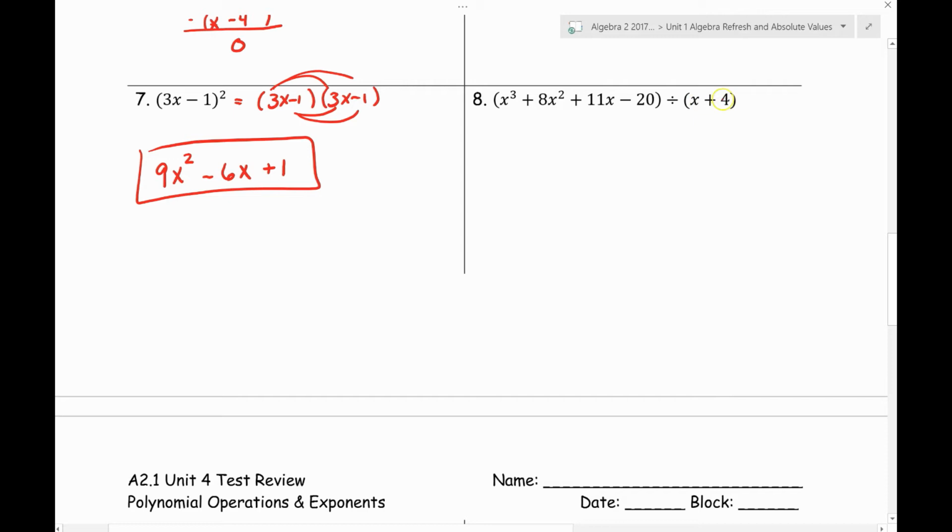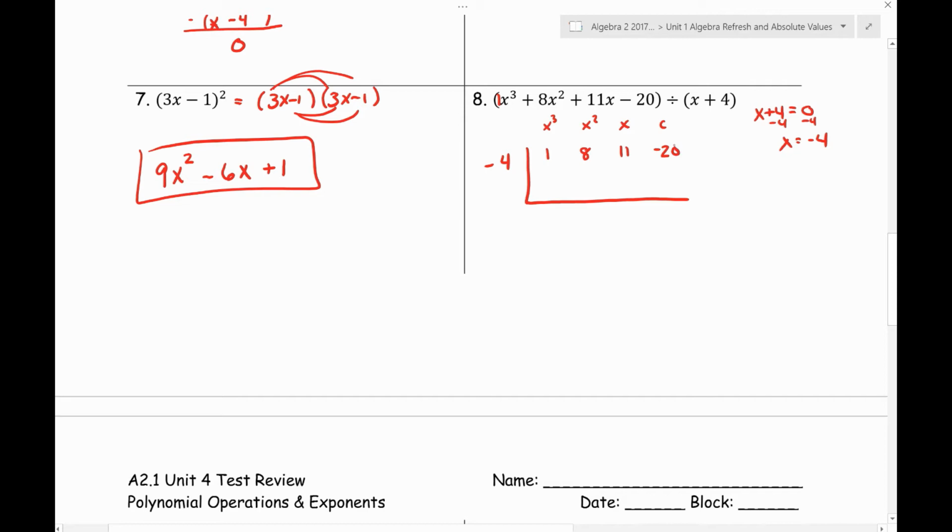And number 8, since we did long division before, I'll use synthetic division this time. Remember, we're going to take the divisor and set it equal to 0 and solve. So x plus 4 is equal to 0. Subtract 4, and I get x is equal to negative 4. So this will be part of my setup here. I'm going to take the coefficients in front of all the terms. I've got an x cubed term, an x squared term, a linear term, and a constant term here.